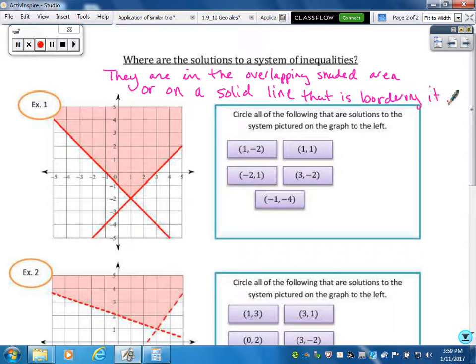The main thing here is it's not on a dashed line. The dashed line does not mean equal to, so it can't be on that. So let's do a couple of these.